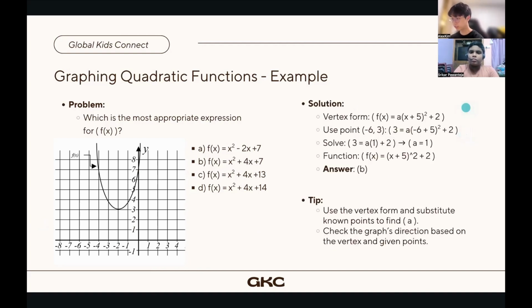And so the solution is the same. The tip is to use the vertex form and substitute known points to find a, and then check the graph's direction based on the vertex and given points. And so sometimes you might want to check whether the coefficient is positive or negative. For that, just check the direction in which the parabola opens, and you'll easily understand.